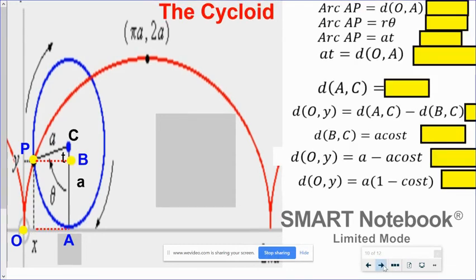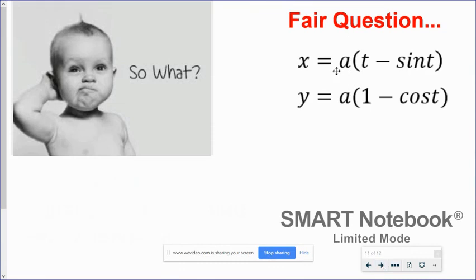So what have you and I really done? We have found the parametric equations. X is defined by A times the quantity of T minus the sine of T. Y will be equal to A times the quantity of 1 minus the cosine of T.